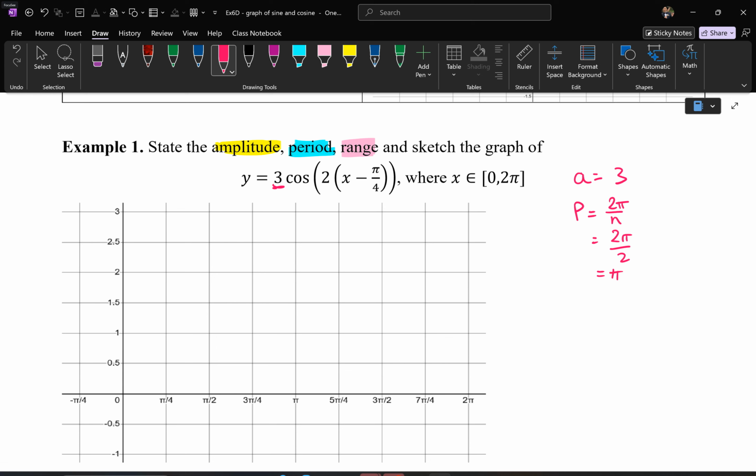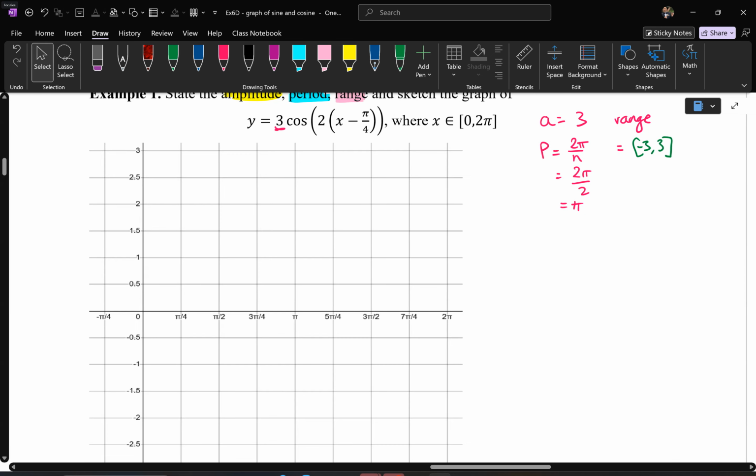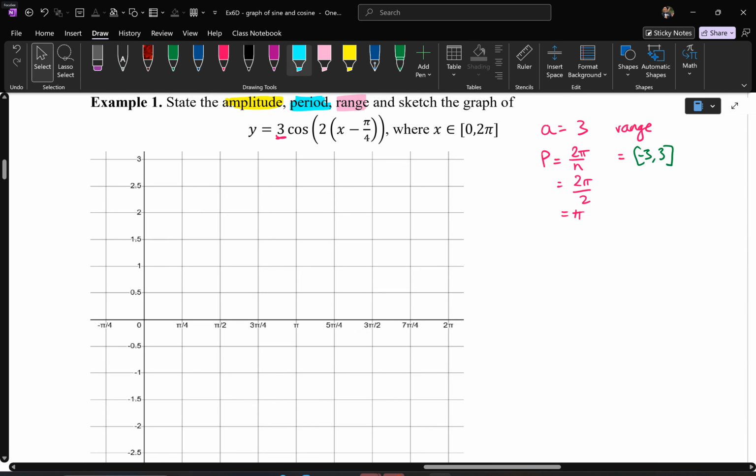Next one, range. You can use the formula I just gave you, or you can use a bit of transformations here. What is my range equal to? Let's go with Neil. Sorry, I didn't hear that. Very good. -3 to 3. In this case, I did not have any vertical translation. There is a vertical stretch, and hence instead of -1 to 1, it is now -3 to 3. Very good. So what I should be picturing is this.